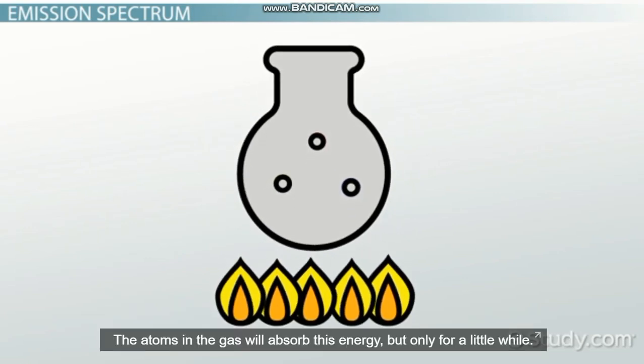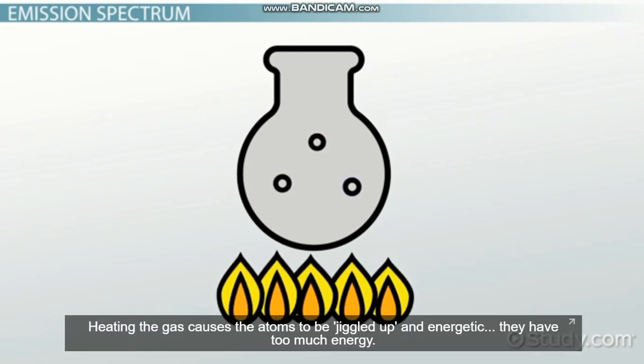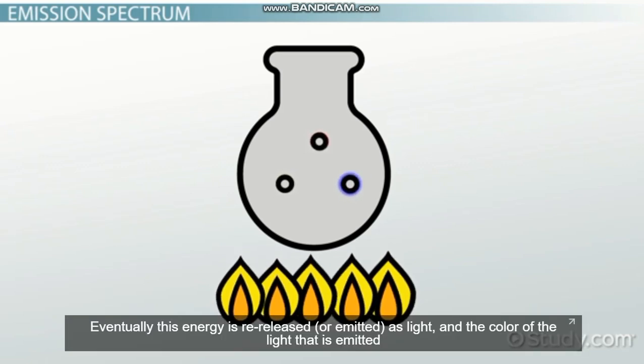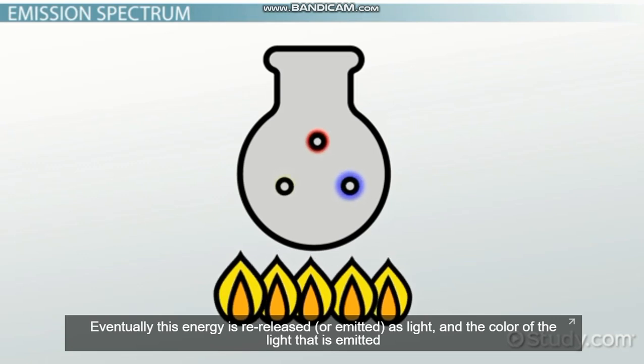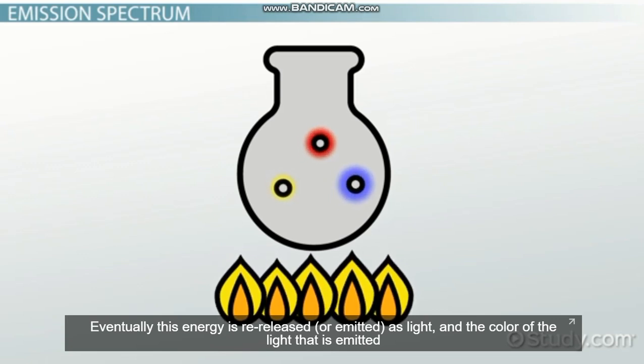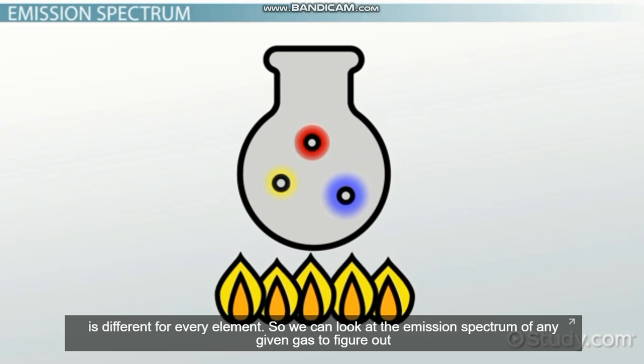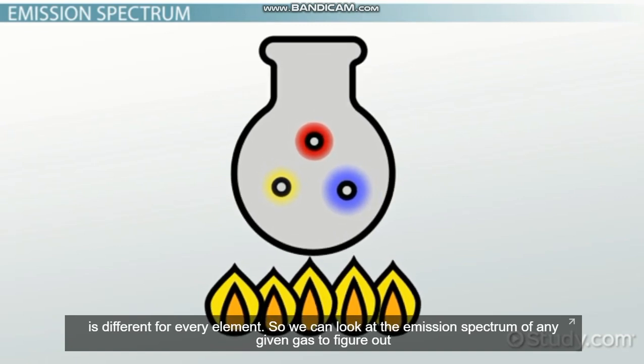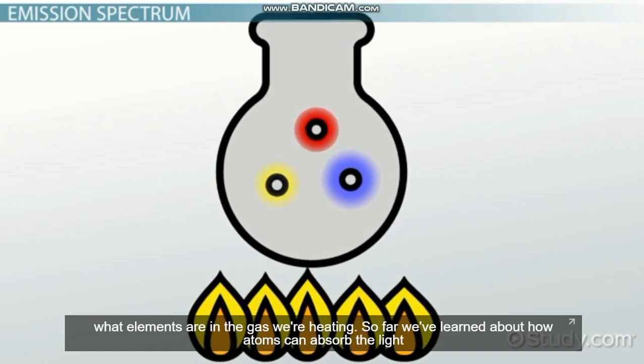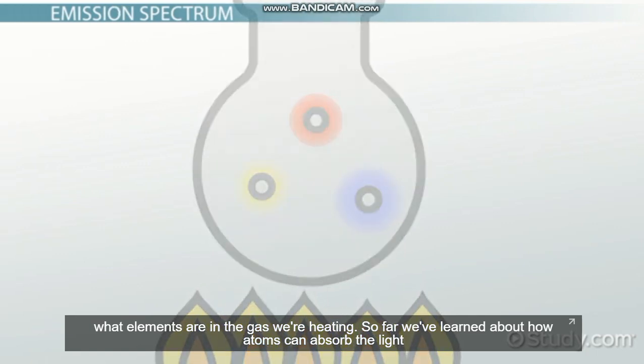The atoms in the gas will absorb this energy, but only for a little while. Heating the gas causes the atoms to be jiggled up and energetic. They have too much energy. Eventually, this energy is re-released or emitted as light, and the color of the light that is emitted is different for every element. So we can look at the emission spectrum of any given gas to figure out what elements are in the gas we're heating.